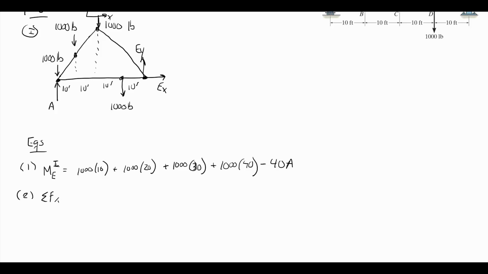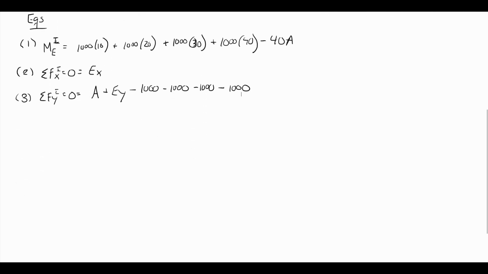Then, if I do a sum of forces, I'll start in the X direction. In picture one, I only have one force, and that's EX, so EX must be 0. And finally, I can take the sum of forces in the Y direction in this picture. And I will have A plus EY minus 1,000. I'll write them all out even though I know there's 4 of them. And there's my equation 3.